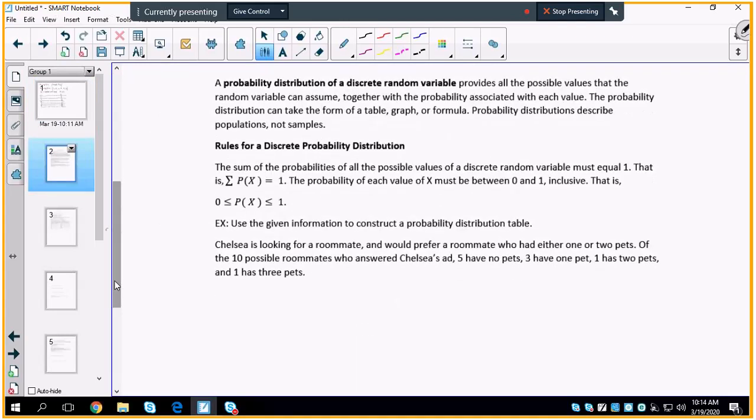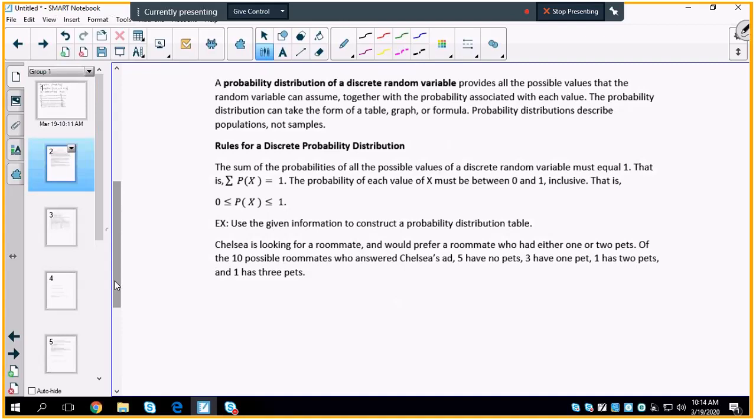It is defining the probability distribution of a discrete random variable, which provides all possible values that the random variable can assume, together with the probability associated with each value. The probability distribution can take the form of a table, graph, or formula. Probability distributions describe populations, not samples.